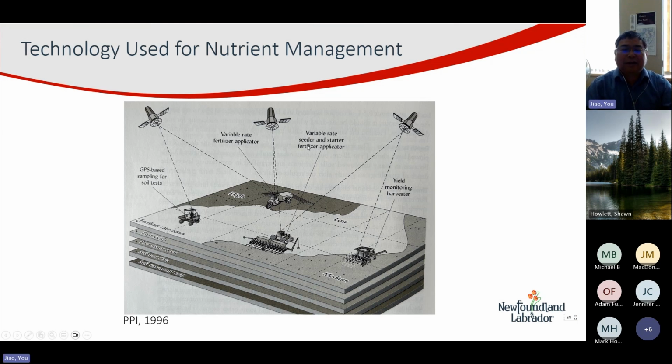And the variable rate fertilizer applicator. Once you have the soil sampling and soil test done, you get the result, put it into your computer, and you bring this to connect to your fertilizer applicator.